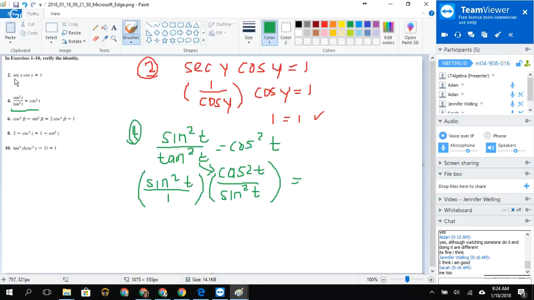And then obviously we have our other side. What's nice about this is that when I rewrite the tangent as a ratio of sine and cosine, you see the sine squared of t in the numerator crosses out the sine squared of t in the denominator, and I end up with cosine squared of t.